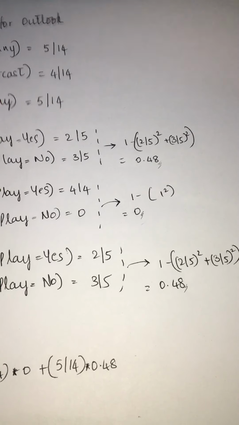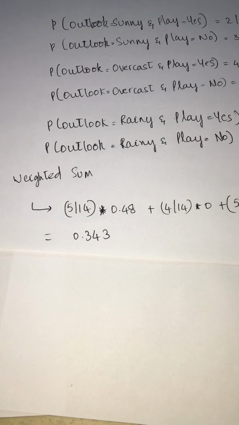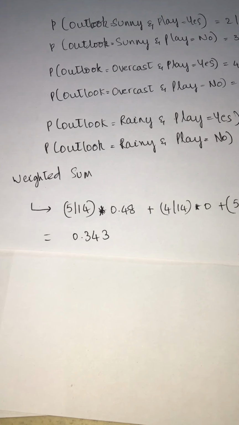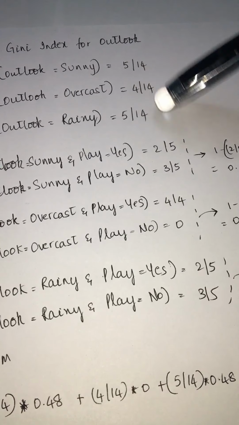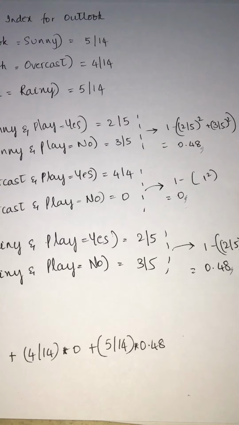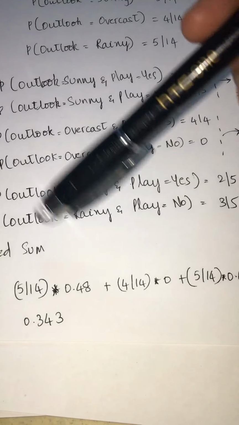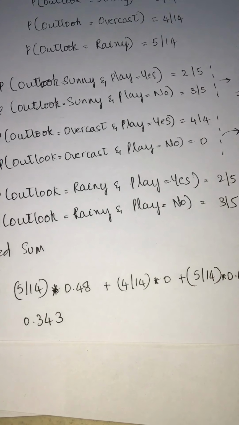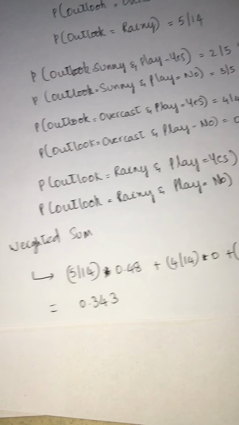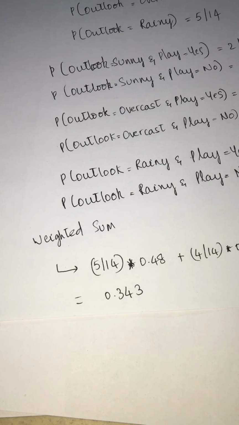But what we want is not just the value. We want a weighted sum. What do you weight it with? Obviously you can't give random weights. So you weight it with the overall probabilities you calculated. For outlook equal to sunny, the value is 0.48, which you multiply with 5 by 14. In a similar manner you calculate for the other values as well. So 0.343 is the value of your Gini Index for outlook.